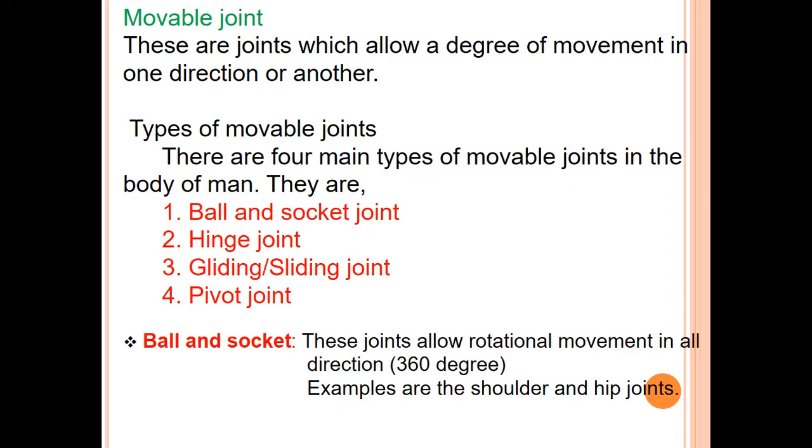Now, ball and socket joints. These joints allow rotational movement in all directions, 360 degrees. Examples are the shoulder and hip joints. Now, if you look at your shoulder bone, try and move your shoulder. You find out that it can move in a rotational, kind of circular movement, right? It shows that the joint rotates in all directions.